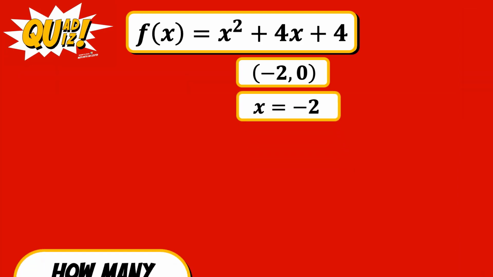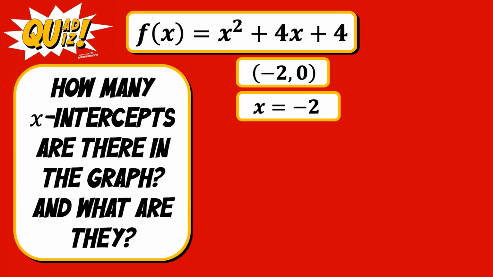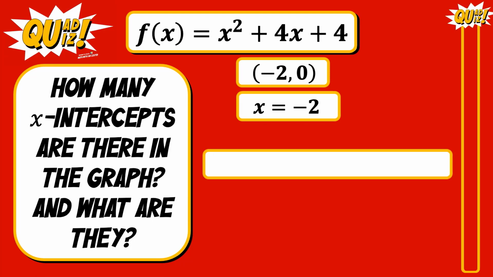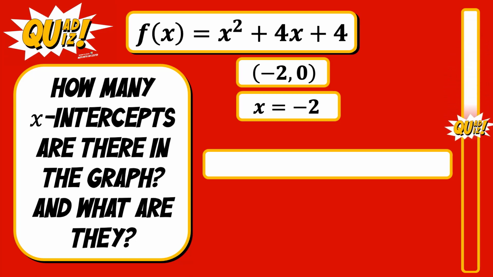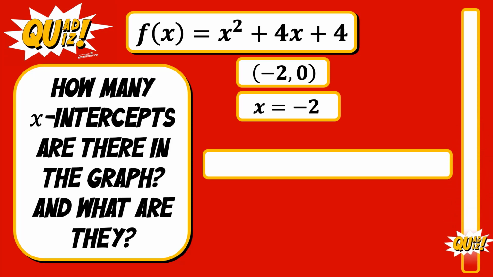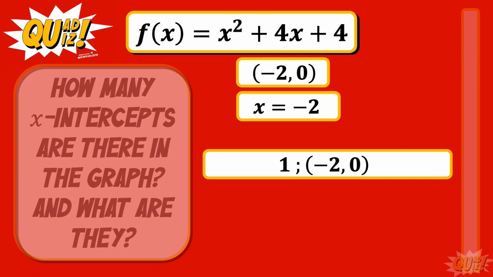And for the last question, how many x-intercepts are there in the graph and what are they? For this question, the answer is only 1, and it's -2, 0.